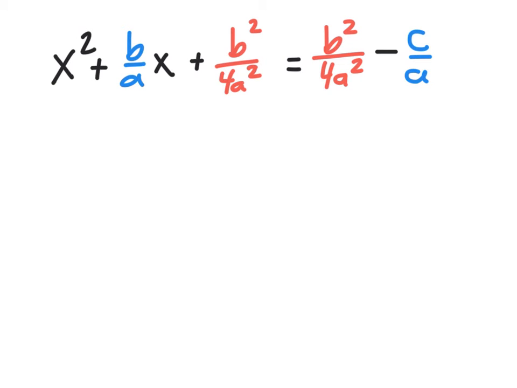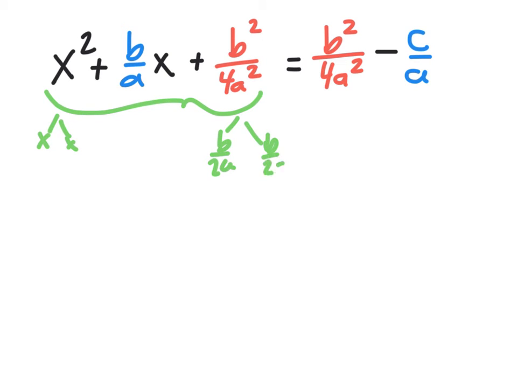Okay, now we've been factoring quadratics, and so you may or may not recognize the fact that right here we have a perfect square trinomial. The front end is x times x, and the back end is b over 2a times b over 2a. And so the way that factors is x plus b over 2a, and the whole thing is squared.